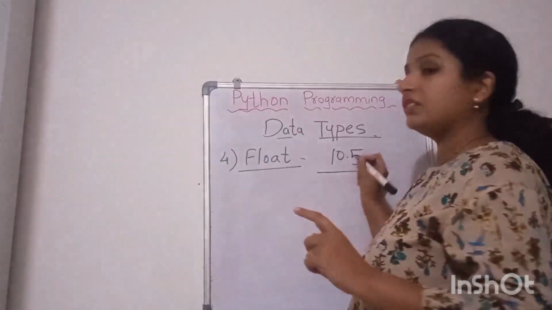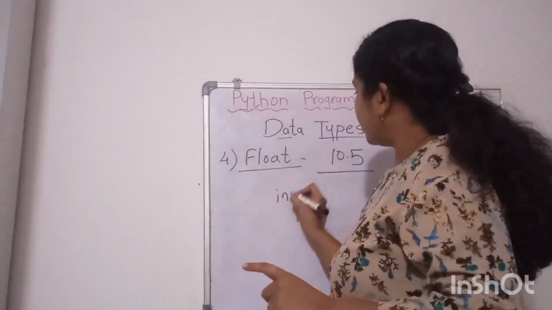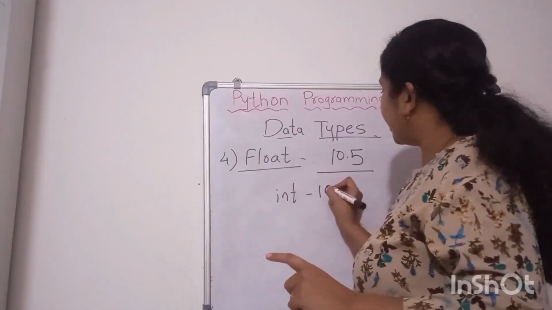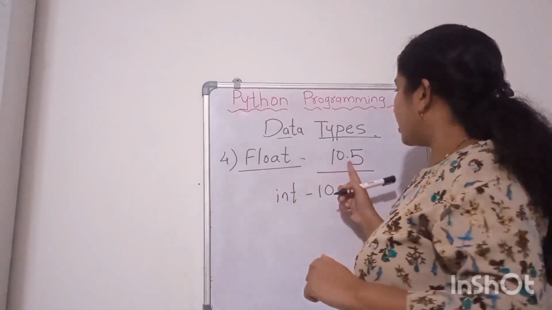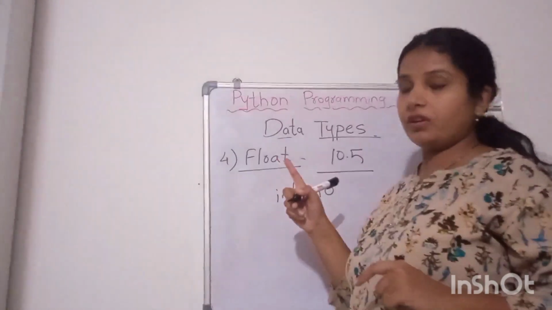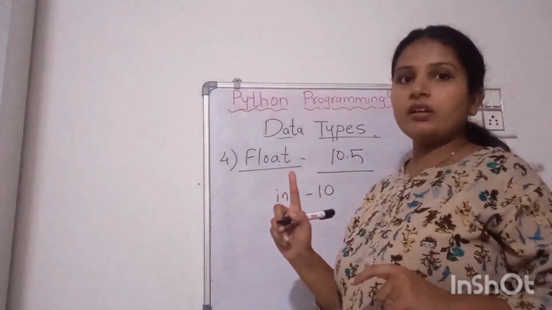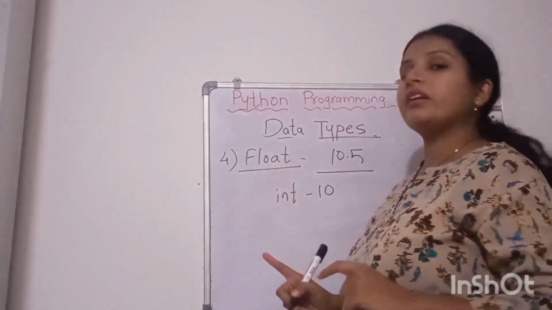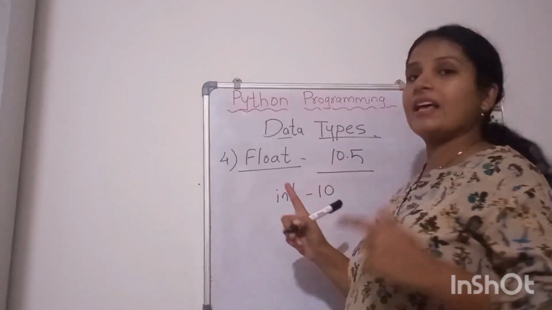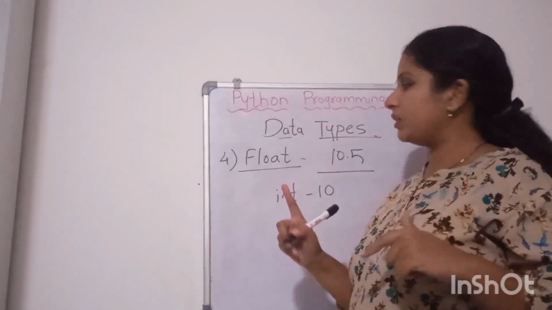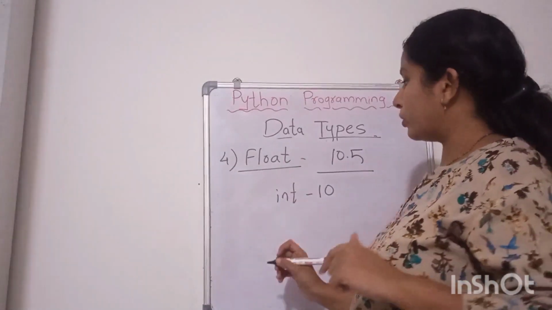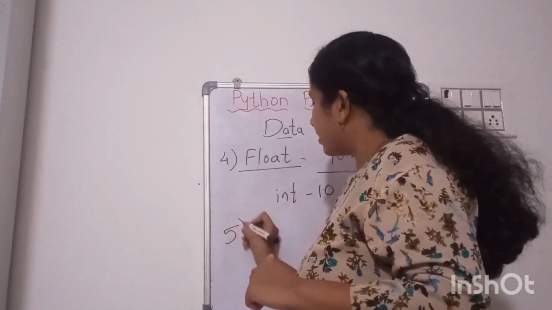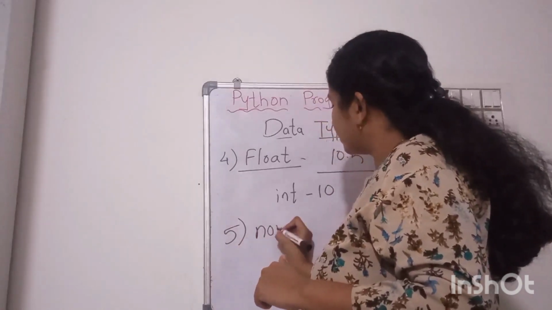Suppose you are taking this number as integer, then for integer the number will be 10 only. The whole number it will take. It will not consider the 0.5 afterwards, because it's an integer number. But float, if you want to display this number as consisting of a decimal number, then you go with the float data type. Okay, and the next data type is none.